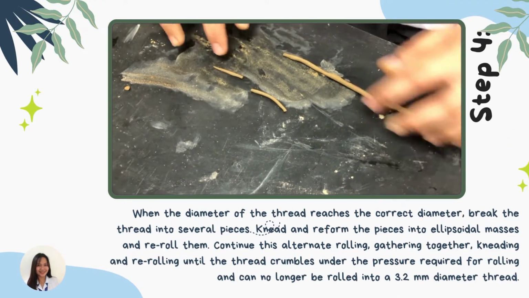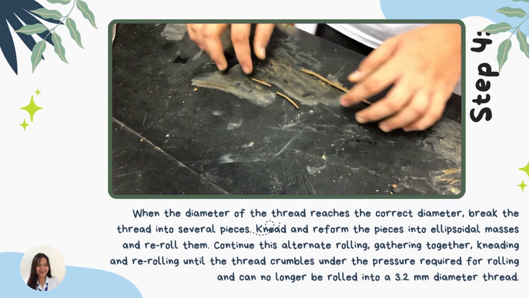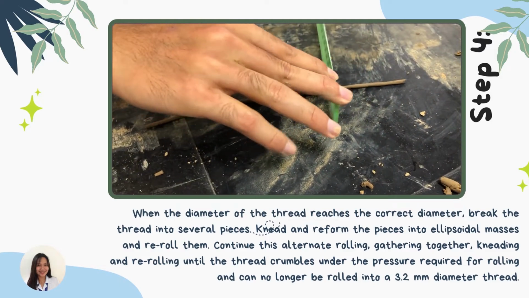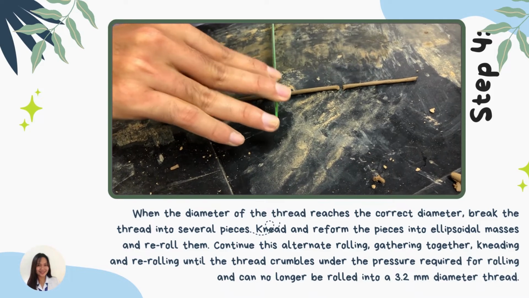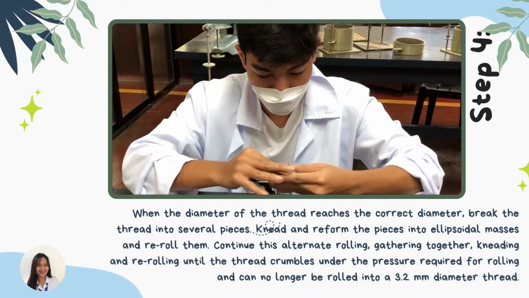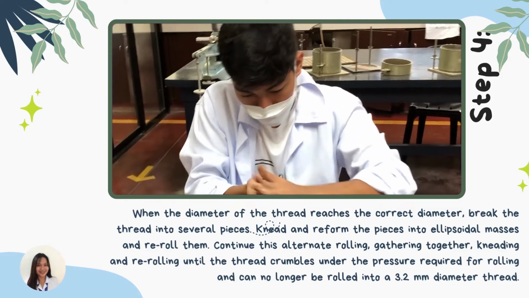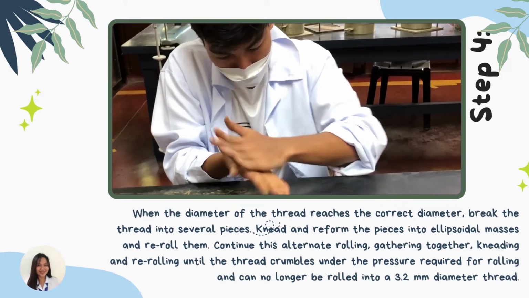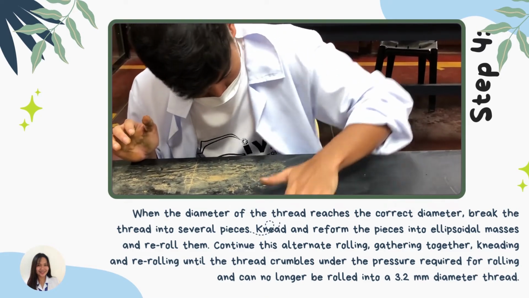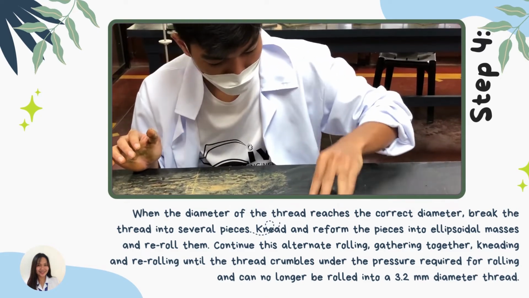Step 4. When the diameter of the thread reaches the correct diameter, break the thread into several pieces. Knead and reform the pieces into ellipsoidal masses and re-roll them. Continue this alternating roll, gathering together, kneading and re-rolling until the thread crumbles under pressure required for rolling and can no longer be rolled into a 3.2 mm diameter thread.